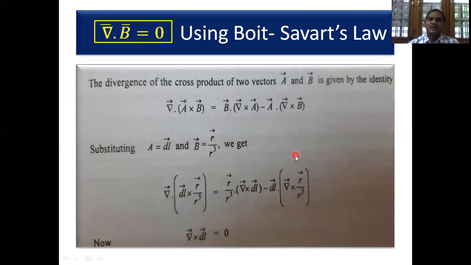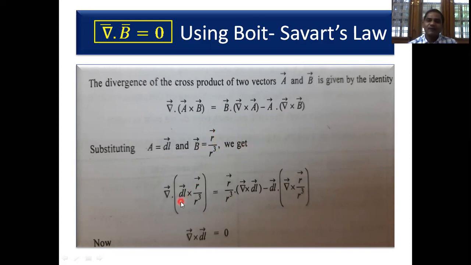But the divergence of the cross product of two vectors a bar and b bar, how do we write it? From the scalar triple product, del bar dot (a bar cross b bar) equals b bar dot (del bar cross a bar) minus a bar dot (del bar cross b bar). In this, you substitute a bar equal to dl bar, and b bar equal to r bar by r cube.